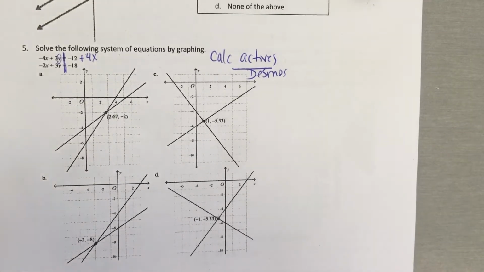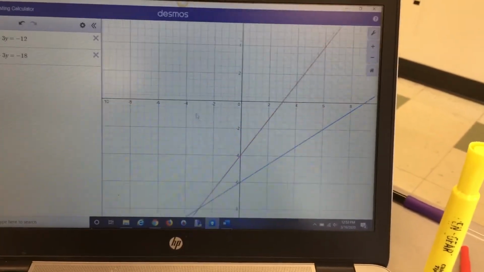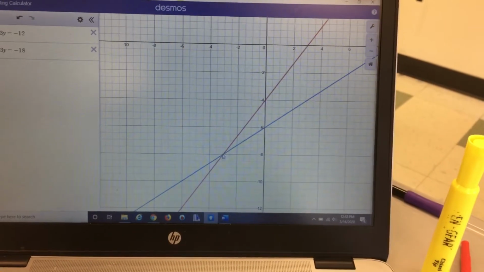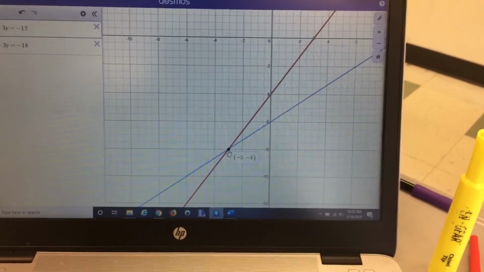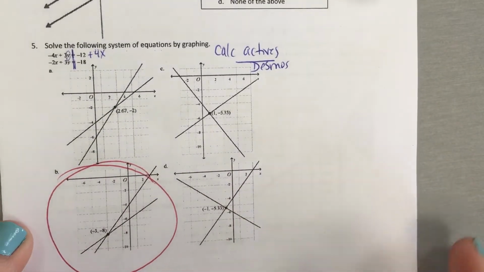All right, so negative 4x plus 3y equals negative 12. And then negative 2x plus 3y equals negative 18. All right, so I've typed them both into Desmos, and I need to find where they intersect. So I've got to move the computer, and then you click on the intersection, and Desmos says (-3, -8). If I go back and look at my answer choices, the correct answer would then be B.